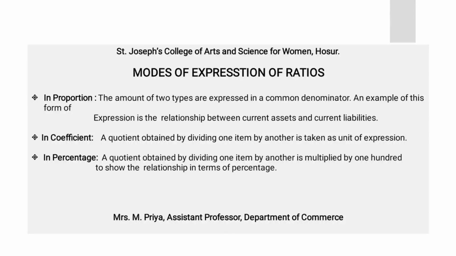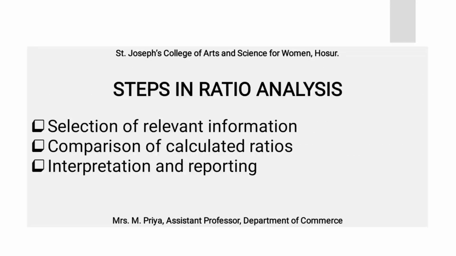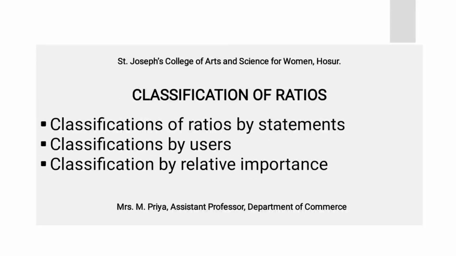In proportions, the amounts of two types are expressed in a common denominator. An example of this expression is the relationship between current assets and current liabilities. In coefficient, the quotient obtained by dividing one item by another is taken as a unit. The steps in ratio analysis: selection of relevant information, the comparison of the calculated ratios, interpretations, and we have to give the reporting.